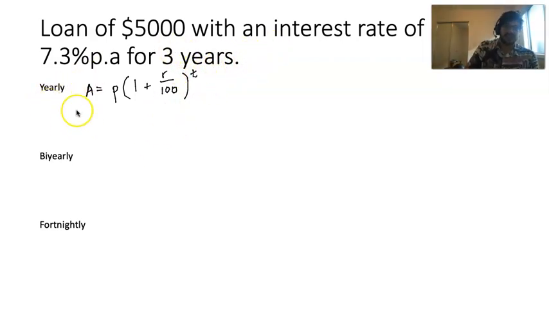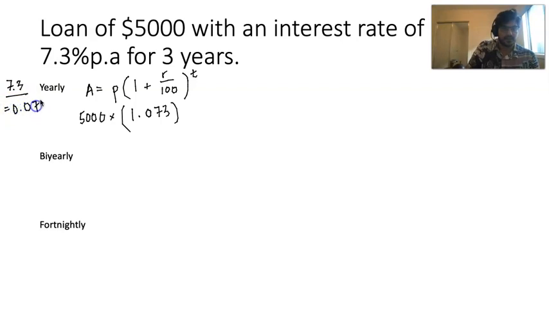So if it is calculated yearly, our equation is going to be 5,000 times 1.073. Okay, because 7.3% per annum divided by 100 is equal to 0.073.